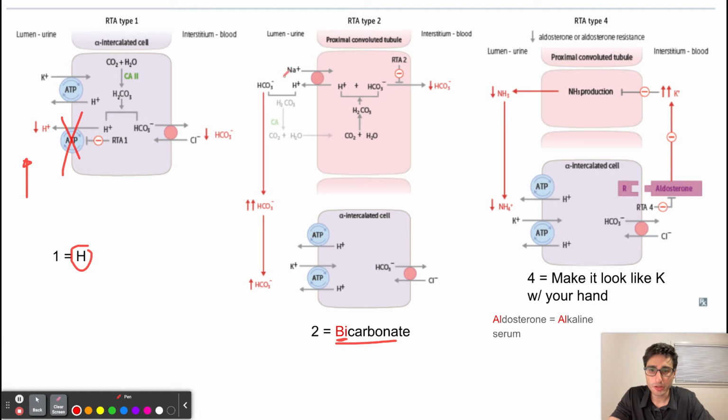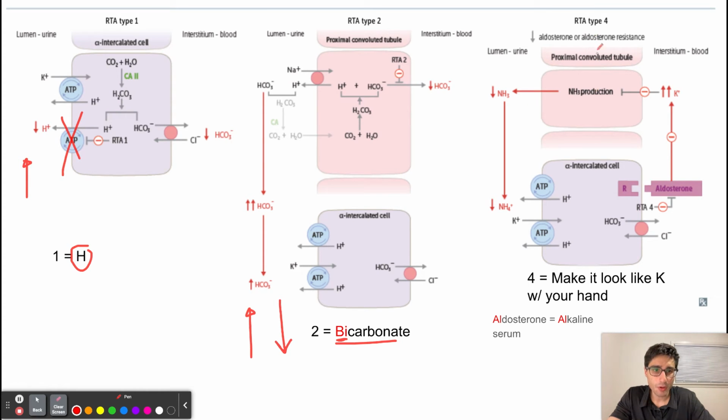Now, the urine pH at first is going to be high because we're not able to reabsorb bicarbonate. So there's going to be more bicarbonate in the urine, increasing the pH of the urine. But over time, as the body's bicarbonate stores are depleted, it is going to cause low urine pH.